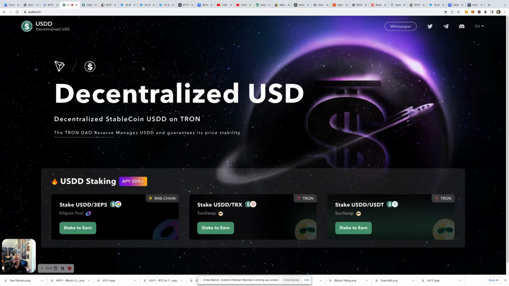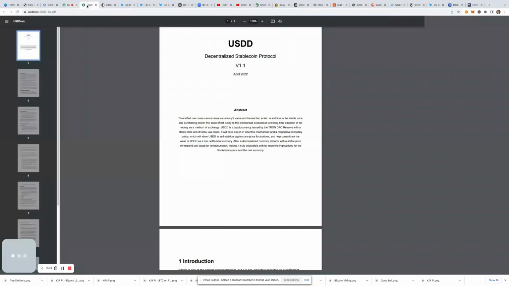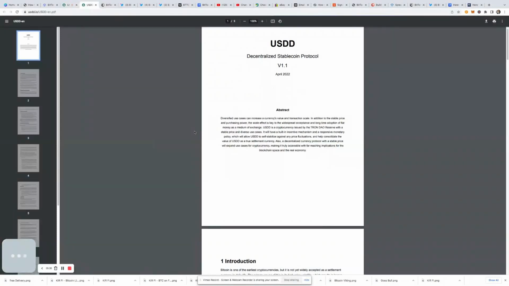Now, where this is different is this is an algorithmic, decentralized stablecoin. So this goes beyond just picking something like Bitcoin. Okay, so I tried reading the white paper on this one, and it's very technical. If you're up on this kind of thing, give it a go. But let me just show it to you. What I saw was kind of the easy to read highlights of this.